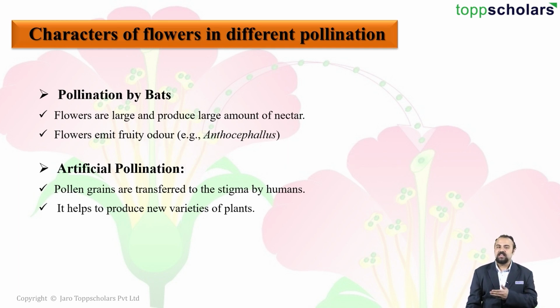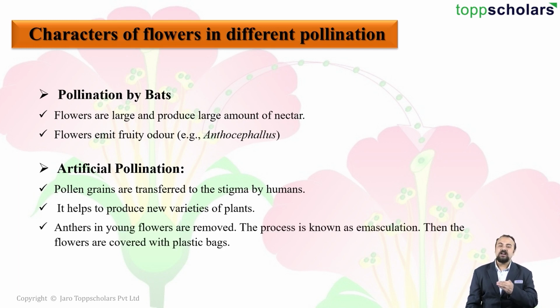Now students, in this case what is done is anthers in young flowers are removed. Now tell me what will happen if a flower is bisexual and you remove the anthers. Can I say that you have made that flower only a female flower? Yes. This process is therefore known as emasculation, because once you remove the anthers, you are choosing that flower to be the female. Now the other flower is supposed to be the male. So this way we can ensure that the flowers are selected and we can produce different varieties.